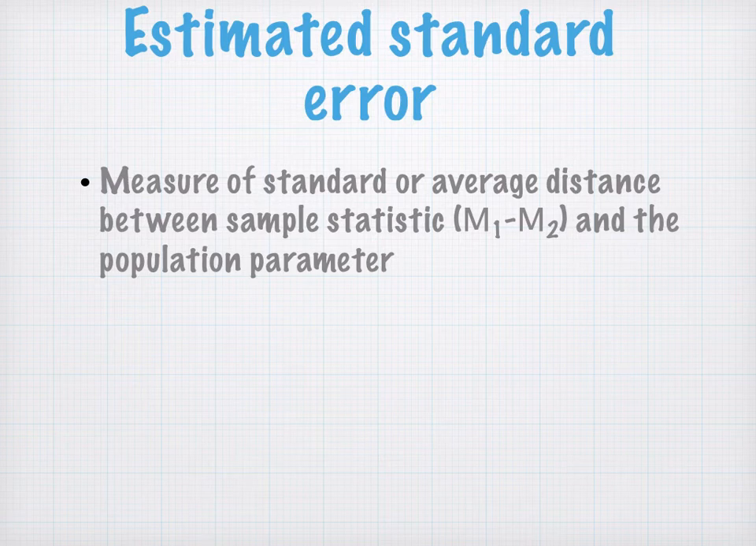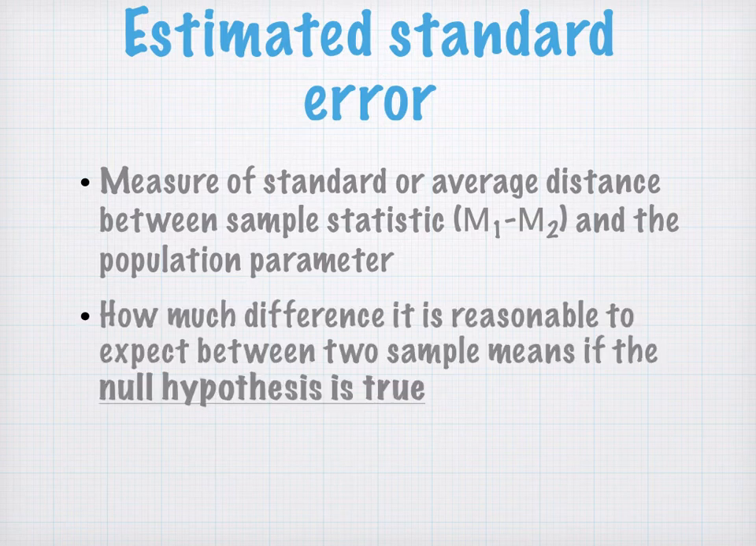So the population parameter is again based on the difference between our populations being 0. And so we're asking how much difference is it reasonable to expect between these two sample means? What's the reasonable standard error? And standard error is again this estimated standard deviation, essentially. We don't know our standard deviation for our population. We don't know our variance for our population.